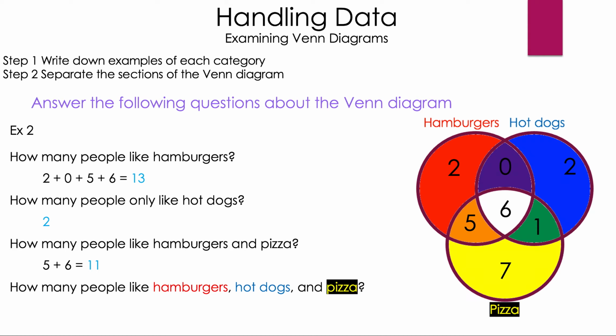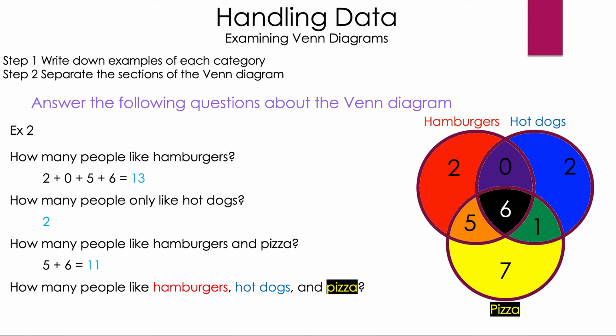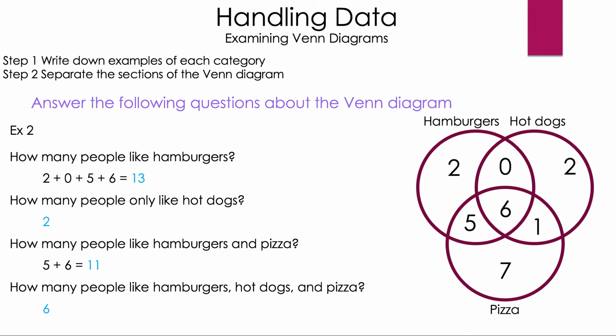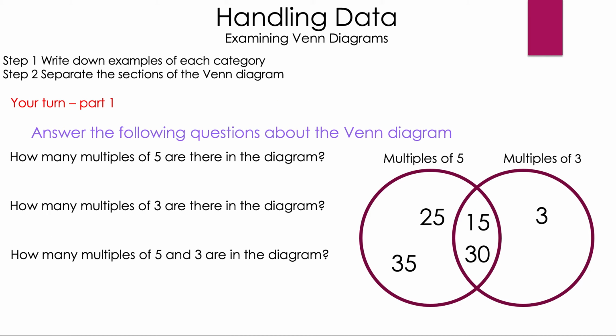So we're going to highlight every single circle. Hamburgers as red, hot dogs as blue, pizza as yellow. Okay, and if we combine all those colors, we're actually going to get black. So since it's all 3, it's going to be the middle, and my final answer is going to be 6 people like hot dogs, hamburgers, and pizza. So let's take a look at this example.